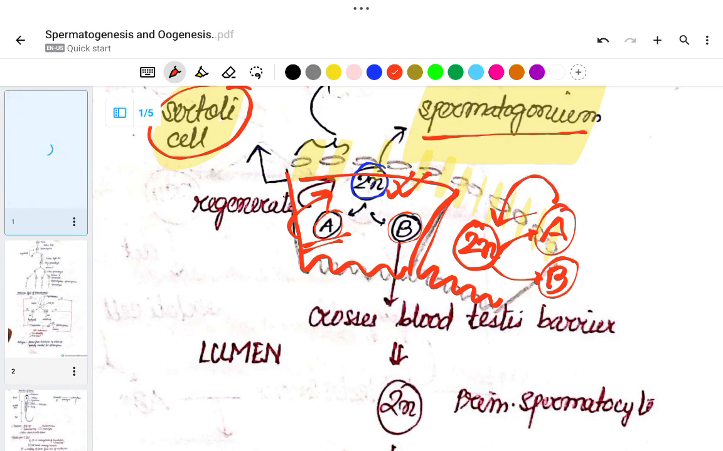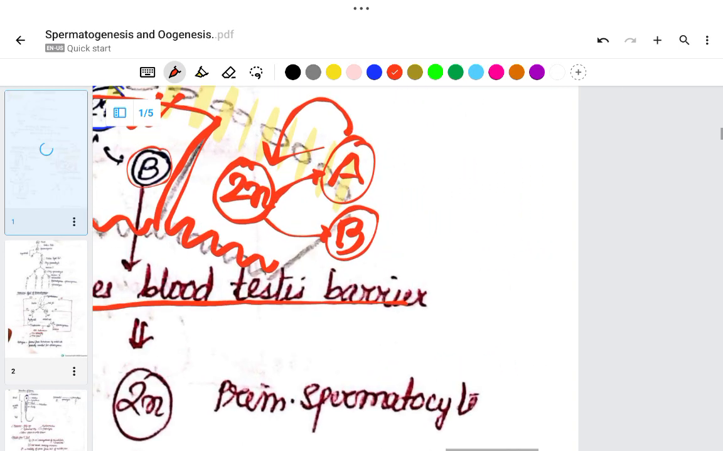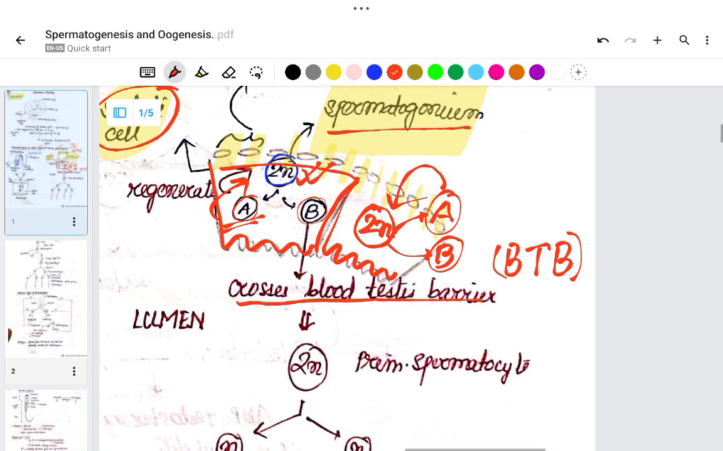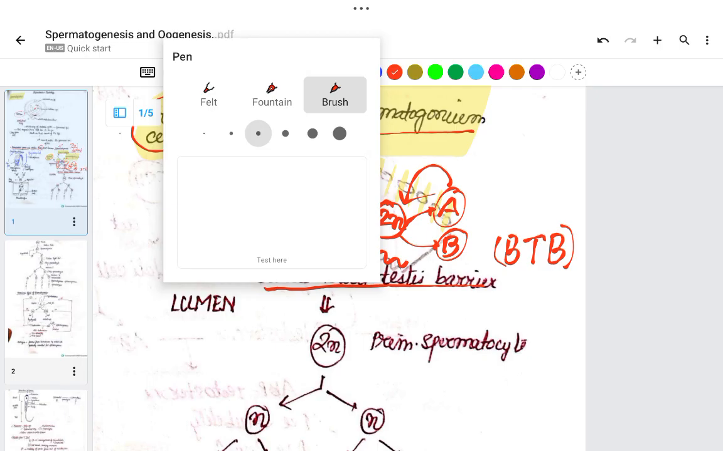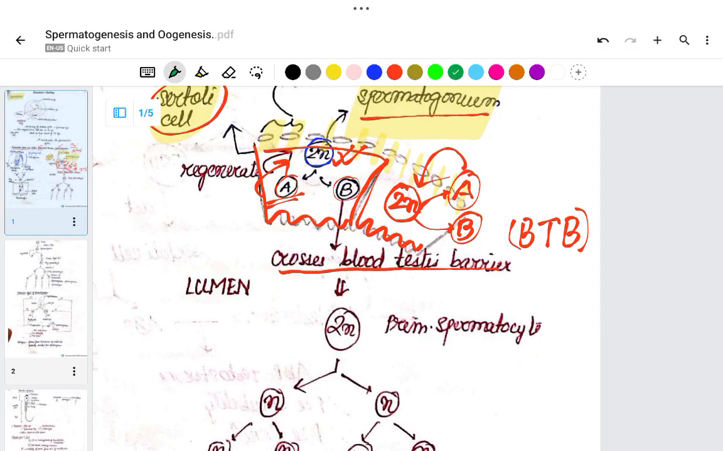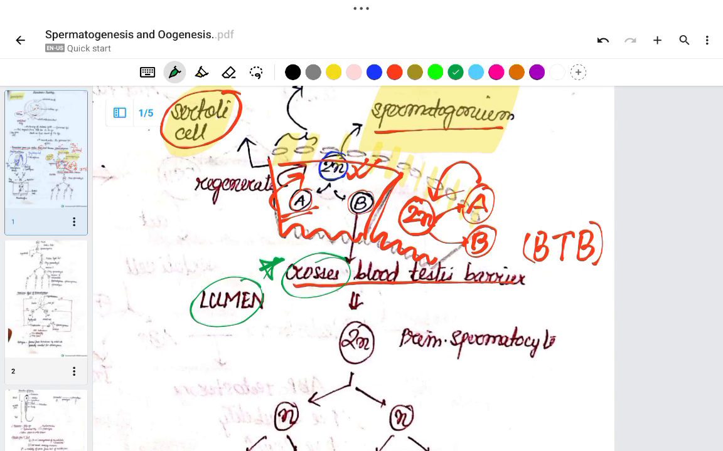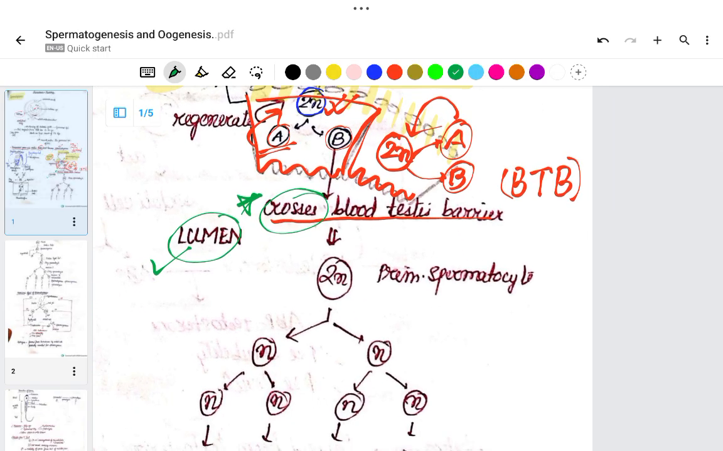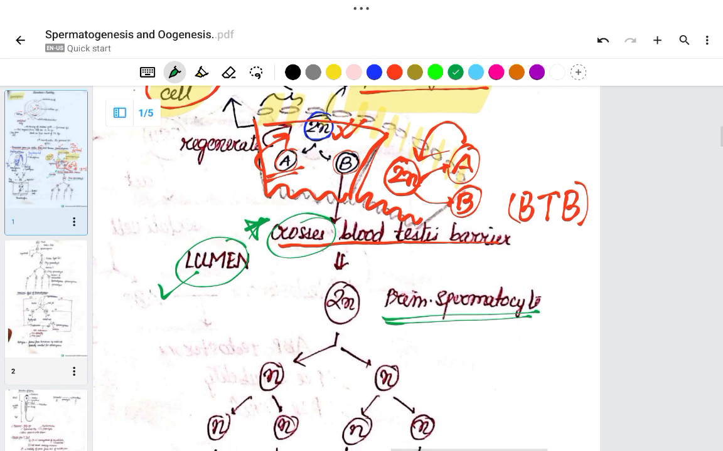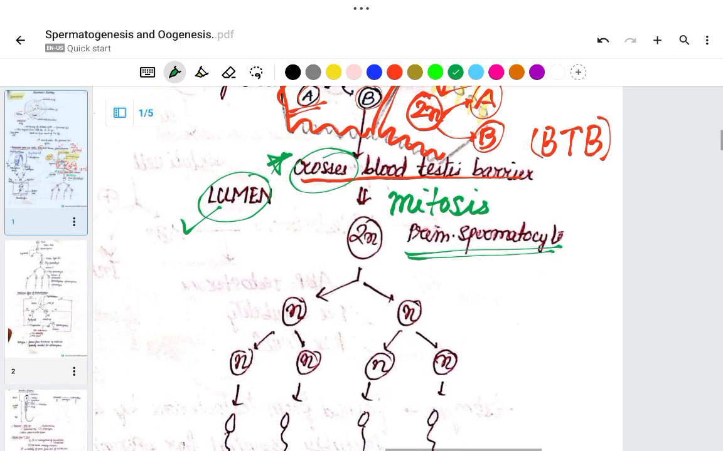The A cell would regenerate. The B cell would cross the Sertoli cell and cross the blood testis barrier. So we have something called the blood testis barrier, right? It is the B cell that is responsible for spermatogenesis. First it crosses the blood testis barrier; second, it comes into the lumen. In the lumen it first gives the primary spermatocyte. So spermatogonium gives primary spermatocyte by mitosis.